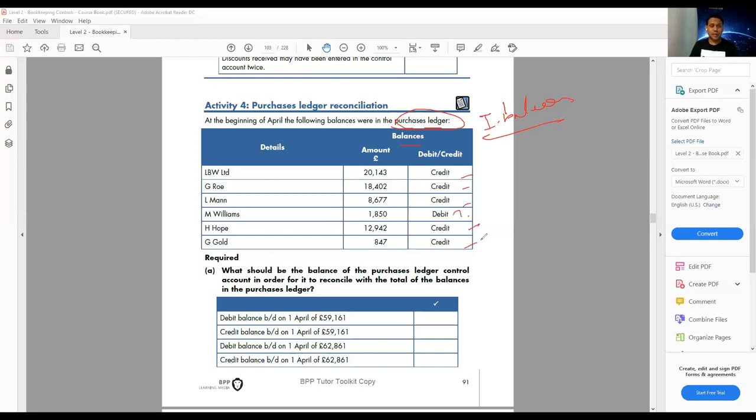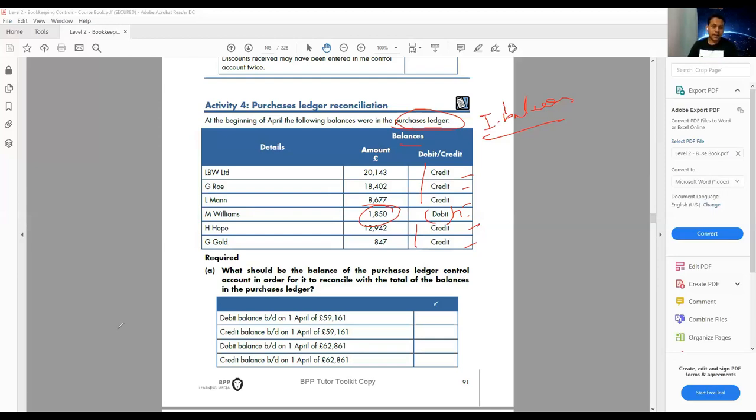So how much is the total balance? The way we did before for the sales ledger, we're going to do the same thing for the purchase ledger. All you need to do is add all the credits and minus the debit to find the balance. Because I'm not going to pay this one. Maybe this one I overpaid, so I'm going to get it back. I'm not going to pay this one. So I'll add all the credit balances and find the difference.